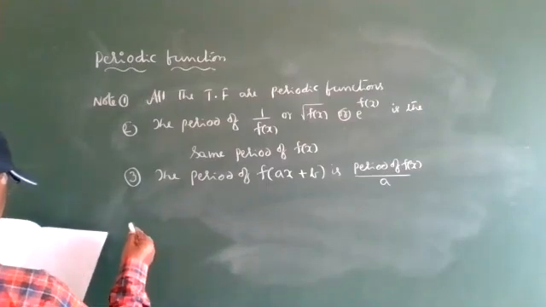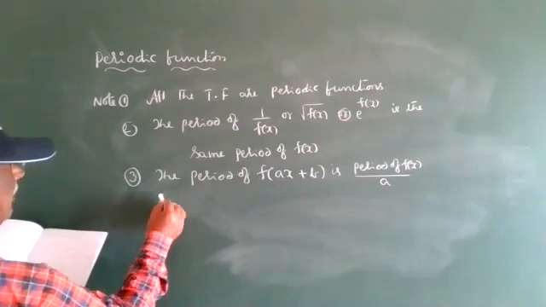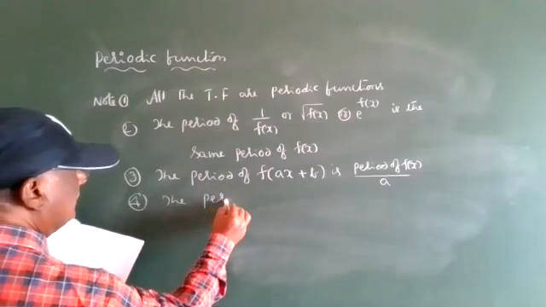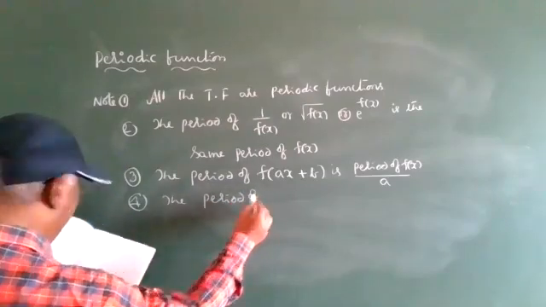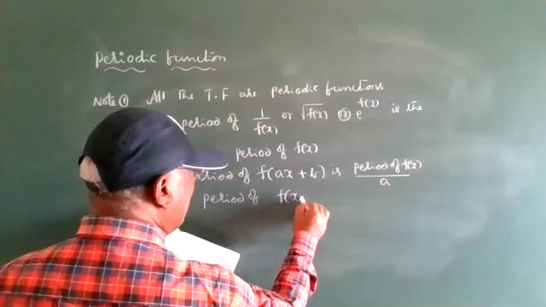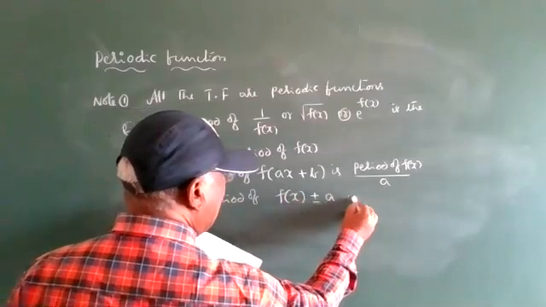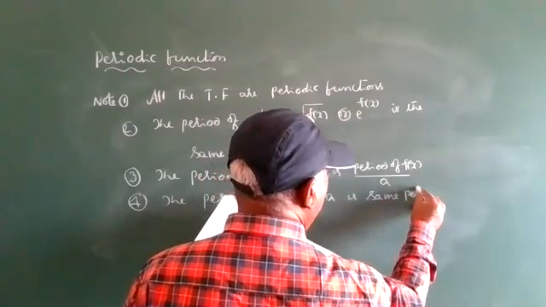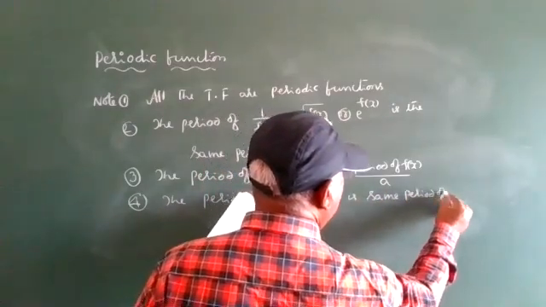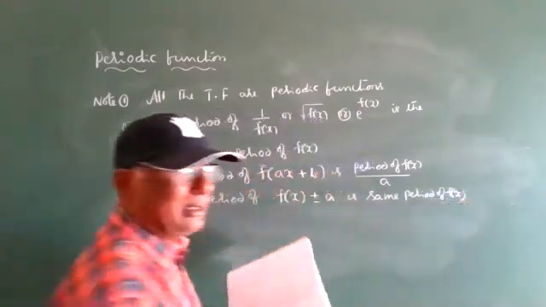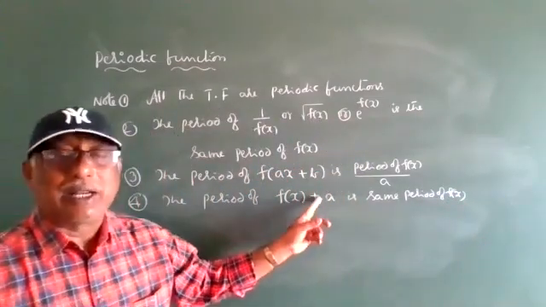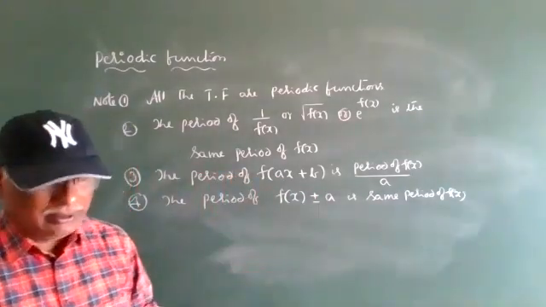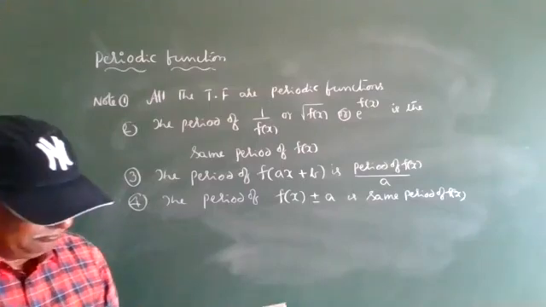Next, the period of f of x plus or minus a is the same as the period of f of x. That means there is no value for the outside constant. The period is the same as the period of f of x.